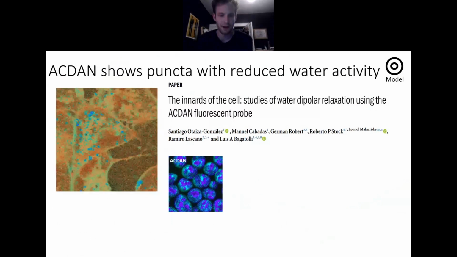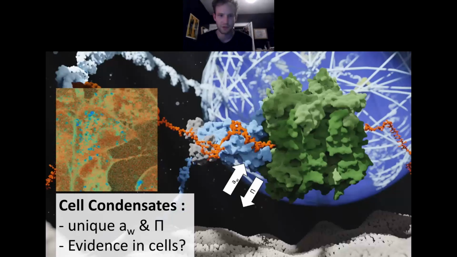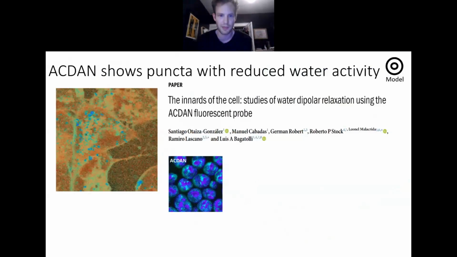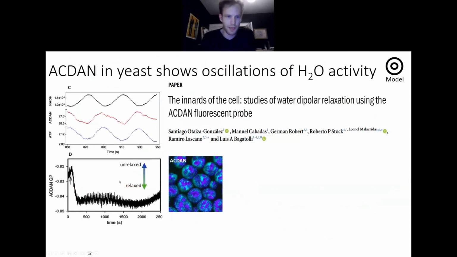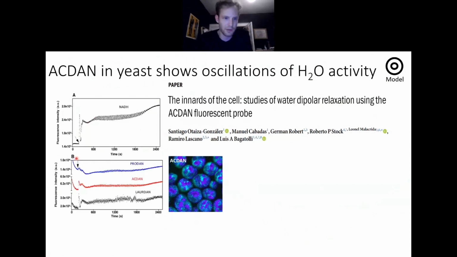But basically, this Actan dye I'm now using at St. Jude to try and identify unique hydration environments. It should be a fluorophore that's sensitive to that. And this group, Bagatolli, in this paper, The Innards of the Cell, studies water dipolar relaxation using the ACTAN fluorescent probe. They look at ACTAN signal from yeast, and what they find is that when they synchronize yeast, so they starve yeast and then add some sugar, the yeast is synchronized, and then it starts waves of metabolism, and they see waves of metabolites.